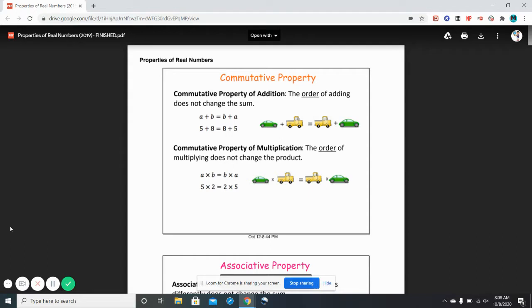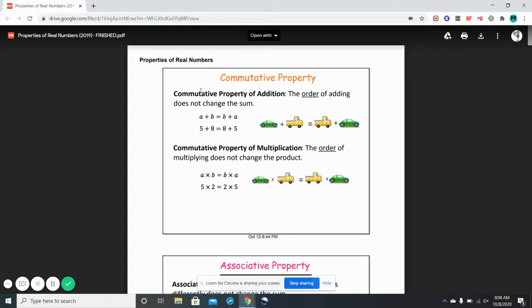Today we're going to talk about the properties of real numbers. So, let's just hop right into it. We'll do some practice and then you'll have a worksheet that you can complete after this video and submit it to me and it'll be good.